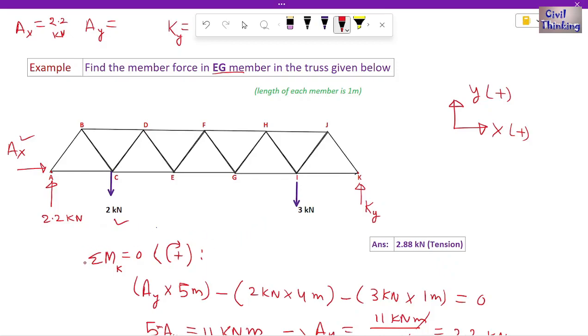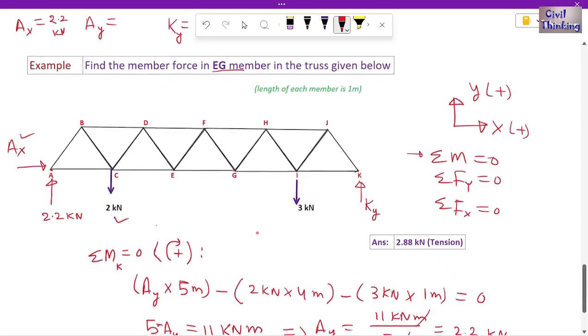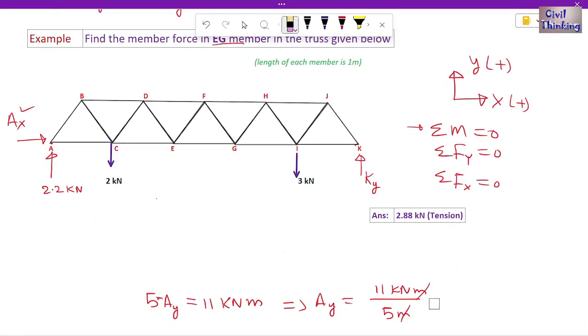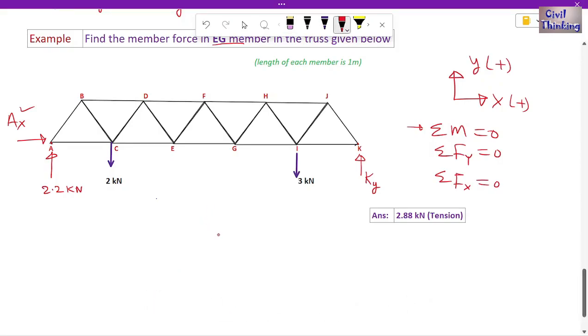Okay, now we applied this summation of moment, then we will apply what? Because the equations of equilibrium are: summation of moment about any point is 0, summation of forces about y-axis is 0, summation of force about x-axis is 0. Okay, we applied this equation. Now we will apply summation of forces about y-axis. Before that let me erase all of this. Okay, now let's apply summation of forces about y-axis.